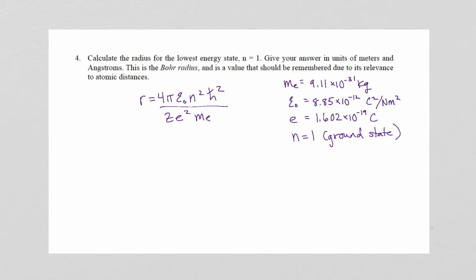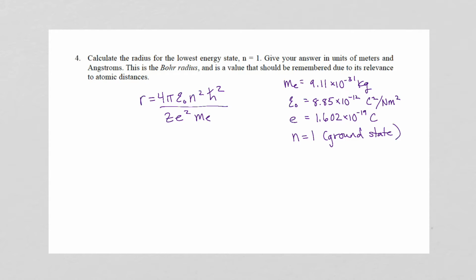Okay, so question 4 is asking us to calculate the radius for the lowest energy state, also known as our ground state, for n equals 1. So remember, your integers there, those n values, can take on any value from 1 all the way up to infinity. For this particular case, there is no n equals 0 allowed, and we will talk about that later when we solve the Schrodinger equation for this system. But for now, we'll just take it at face value that n equals 1 is our lowest possible energy value, or energy state.